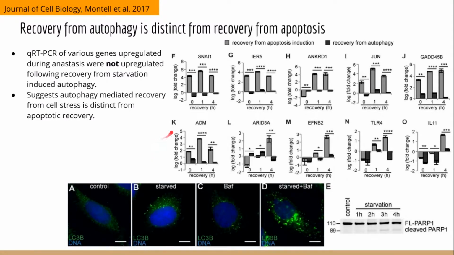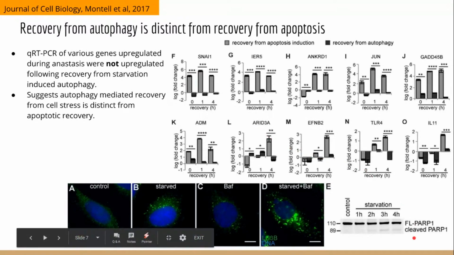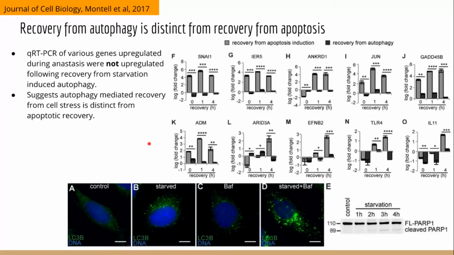The authors wondered if anastasis induced by apoptosis has anything to do with anastasis induced by autophagy. So they took various genes that were upregulated during recovery from apoptosis induction, such as snail, obviously, and all these other genes. They also looked at recovery from autophagy, and found that many of the genes that were upregulated during apoptotic recovery are not upregulated in recovery from autophagy. We also don't see cleaved PARP, so we know the autophagy pathway is distinct from apoptosis. There's no apoptotic induction during starvation, and that's to be expected. So what this basically suggests is that autophagy-mediated recovery from cell stress is distinctly different from apoptotic recovery.